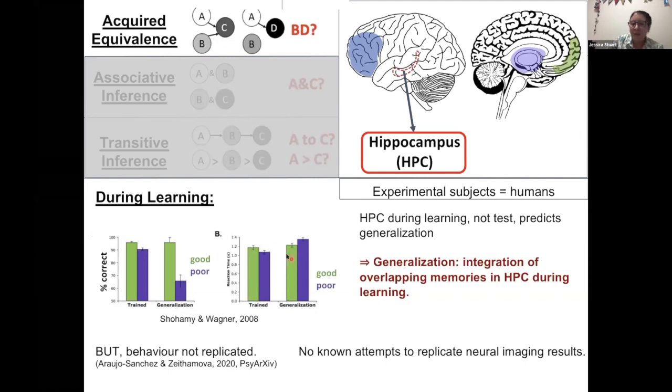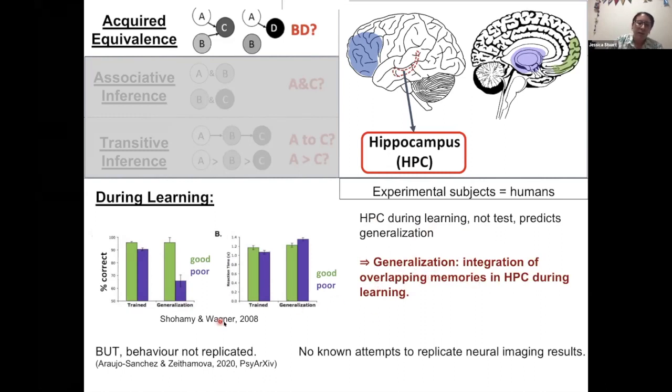What they concluded this means is that making a generalization doesn't take any more time than just literally recalling something from memory. And because this happened at the test, they thought, okay, they must have already made the relevant association between the B and the D before they came to the test. They must have made this during learning. In line with these findings, they also found that activity in the hippocampus during the learning phase, but not during the test phase, predicted generalization responses. And so they concluded that generalization arises from an integration of overlapping memories in the hippocampus during learning.